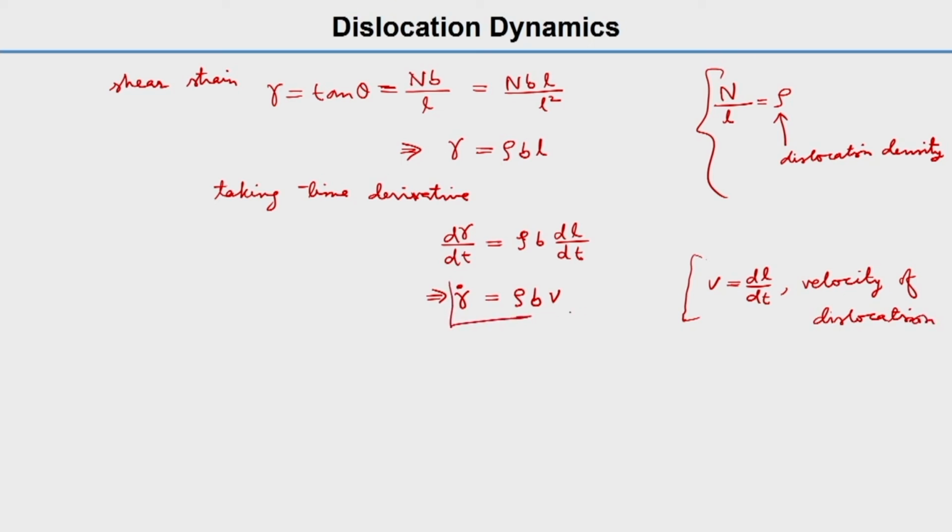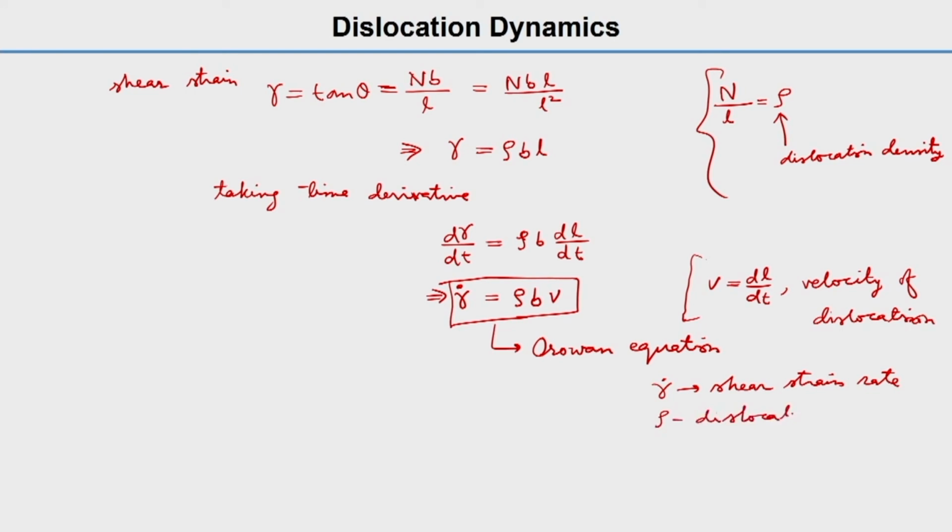This equation is very important, and it is called the Orowan equation. It shows the relation between shear strain rate, gamma dot, rho, the dislocation density, b, the magnitude of the Burgers vector, and v, the velocity of dislocation that we wrote here.